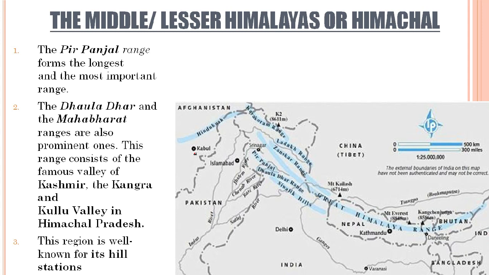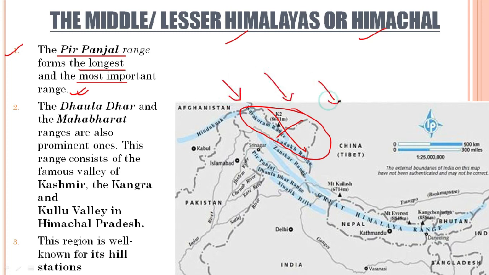Now a few more important characteristics of the lesser Himalayas or Himachal. Let us go through them. Number 1 says the Pir Panjal range forms the longest and the most important range. Students, in point number 1 we have started learning about the ranges and peaks of the middle Himalayas or the lesser Himalayas. Here in the zone of the greater Himalayas, there is no need to find all these peaks. Please come to this map. We will try to understand the ranges with the help of this map. Clear?